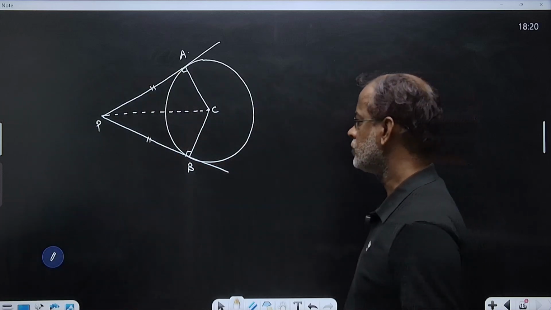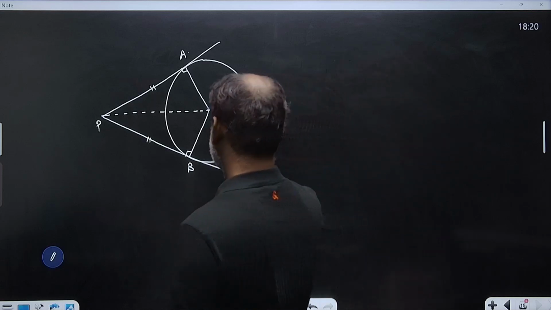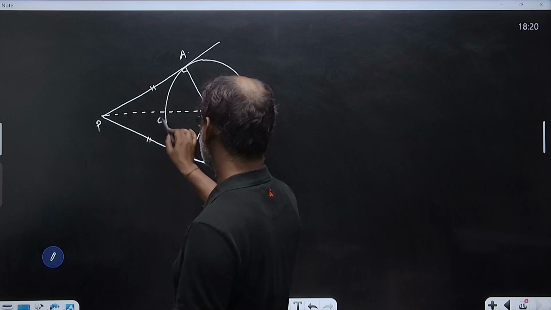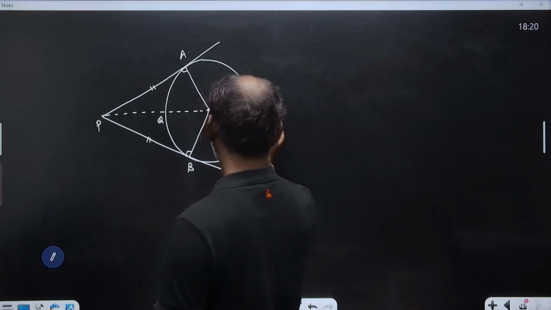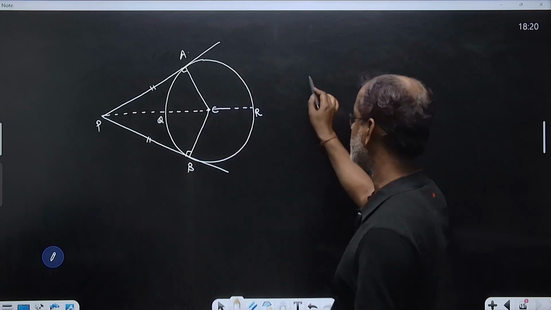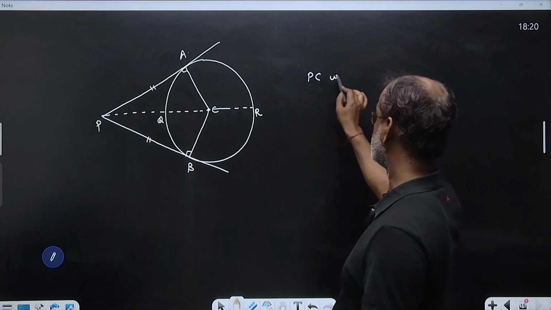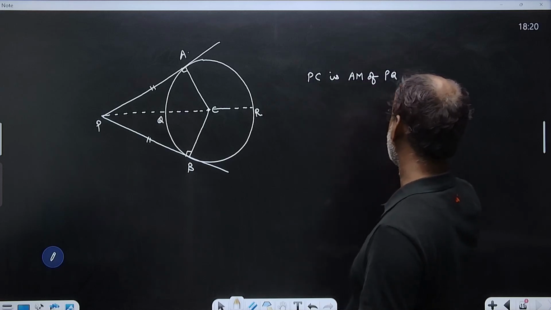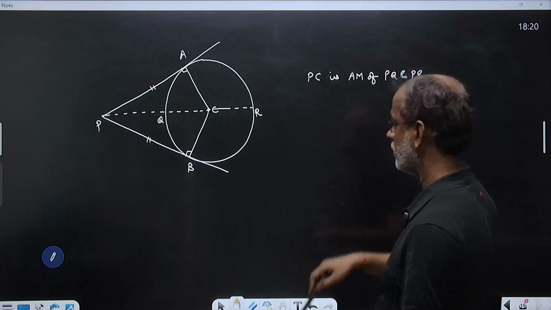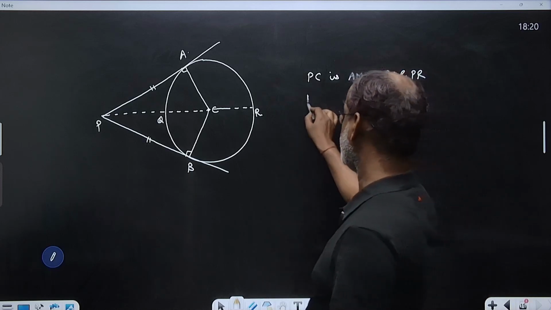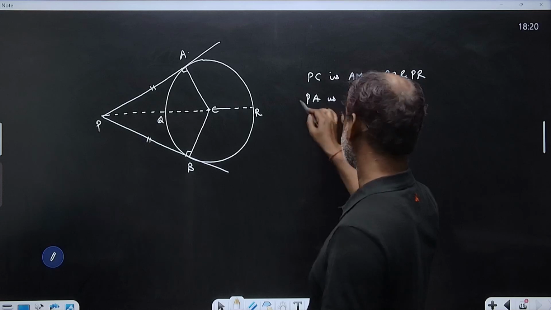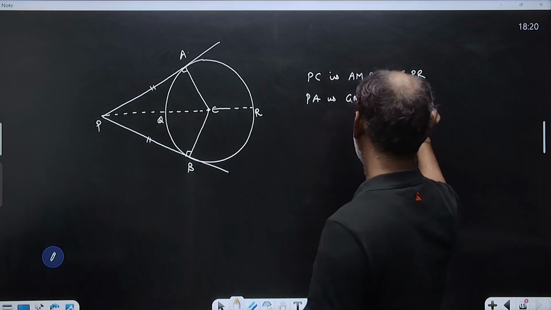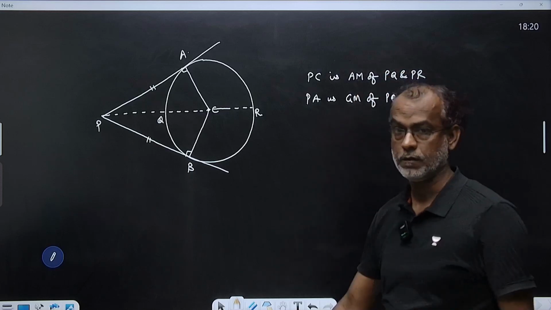Now, if we have gone through sequence and progression and stuff like that, we can say that C is the midpoint of QR. So PC is the arithmetic mean of PQ and PR, and PA square is PQ into PR, the geometric mean of PQ and PR.